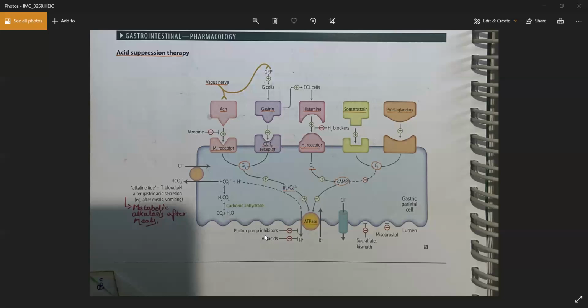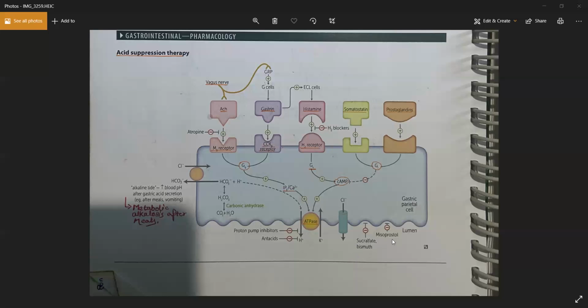Then you also have the antacids, which will combine with the H plus ions to form the anionic state. They will make the environment very basic so that they will receive the H plus, and they will cause a high pH, right? Second, you have the bismuth and the sucralfate. They will form a layer over the ulcer to protect it from the acid.